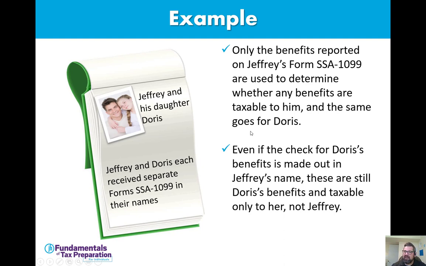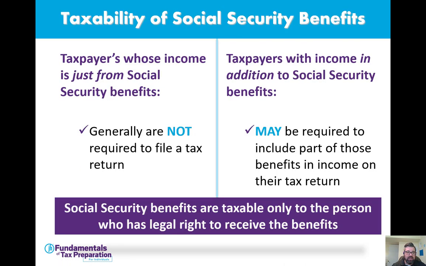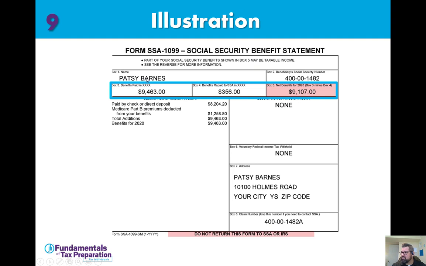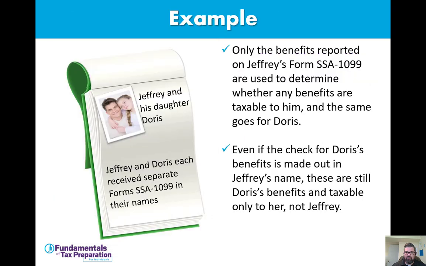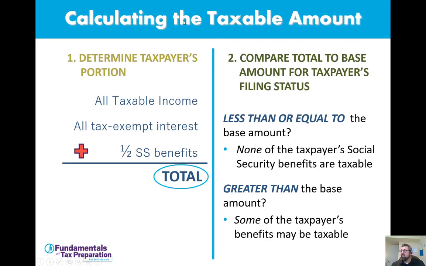Just know that when you're looking at the SSA 1099 form, the individual's name listed here is the taxable party. It doesn't matter who the payment went to. That information in box 1 is who the taxable party is, accompanied by the Social Security number of the individual. So this is talking about calculating the taxable amount of Social Security. That's not necessarily pertinent because Profiler does it for you.